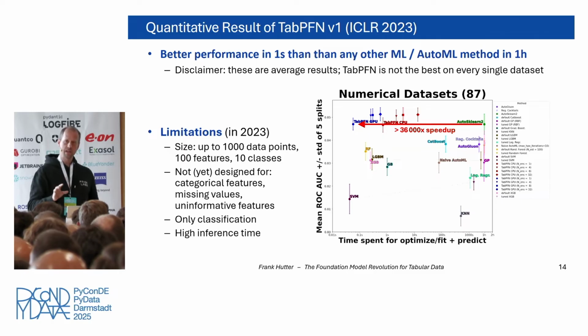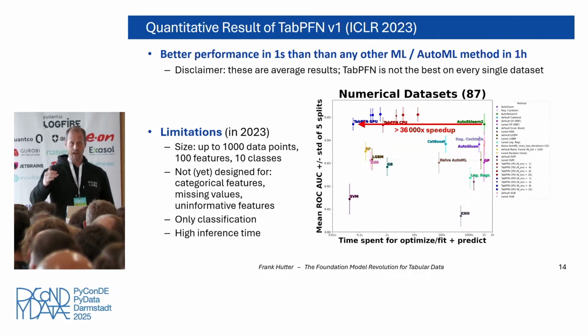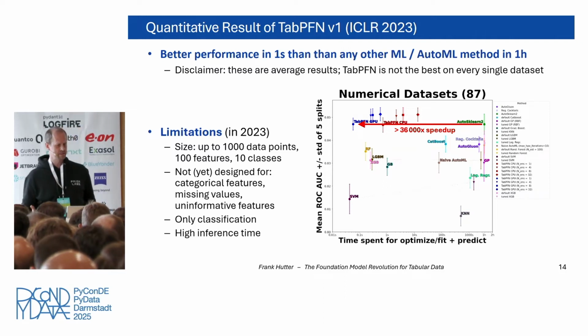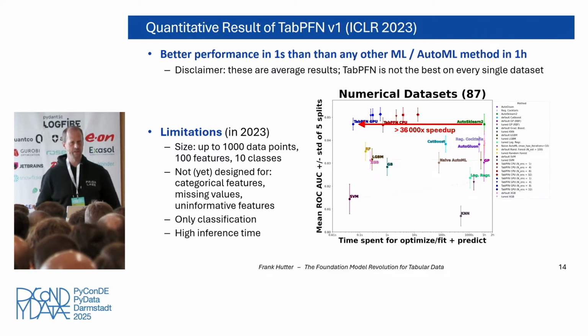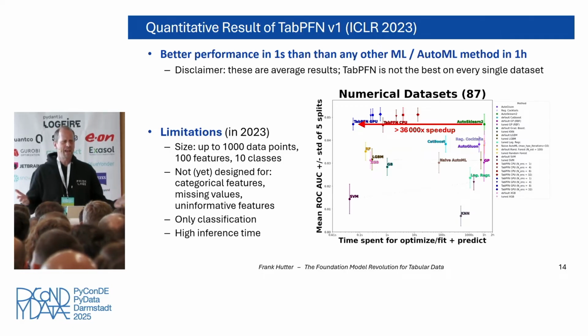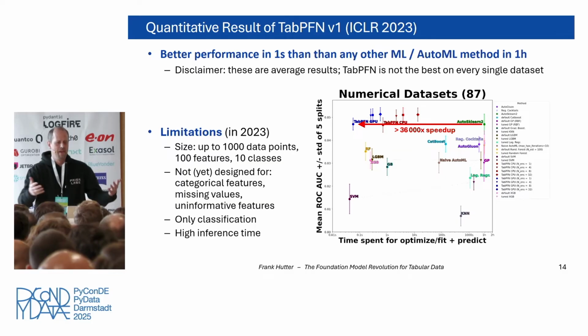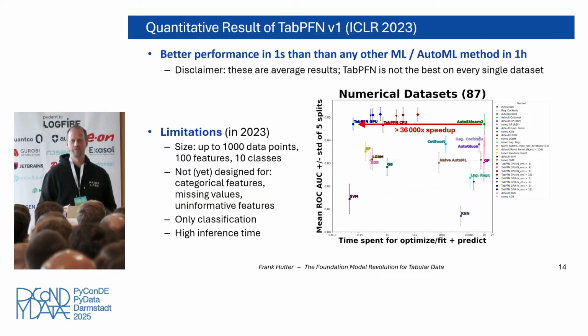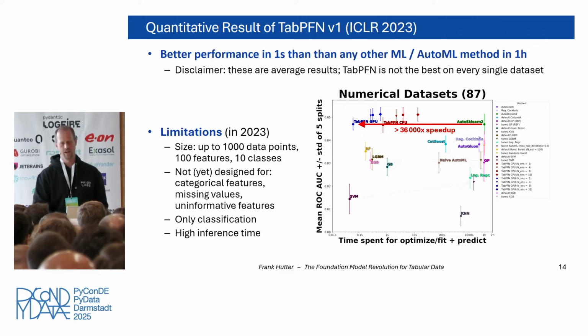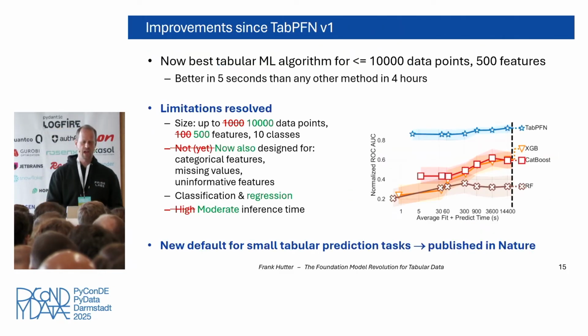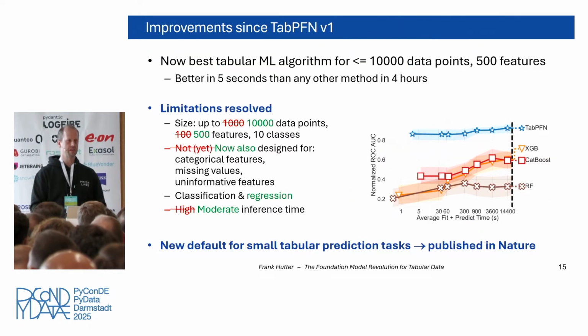So this really just worked for continuous data, only up to 1,000 data points, 100 features, 10 classes. It wasn't designed yet for categorical features, missing values, uninformative features, only classification, not regression. So really anyone in data science was like, can't use this. But the core of the method already worked then. And since then, we've been building and have resolved most of these limitations.